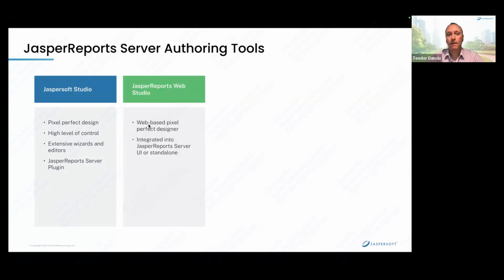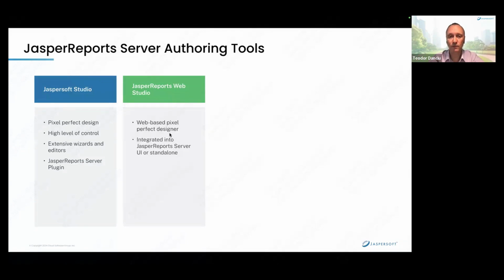But lately, we offer report authoring tools inside the JasperReports Server UI itself by means of embedding JasperReports Web Studio. So I'm navigating into the repository of JasperReports Server, right click on the report template and say edit, open in editor. And there you go. I have a pixel perfect designer in the web. I don't have to launch any other application to change anything or design a report from scratch.